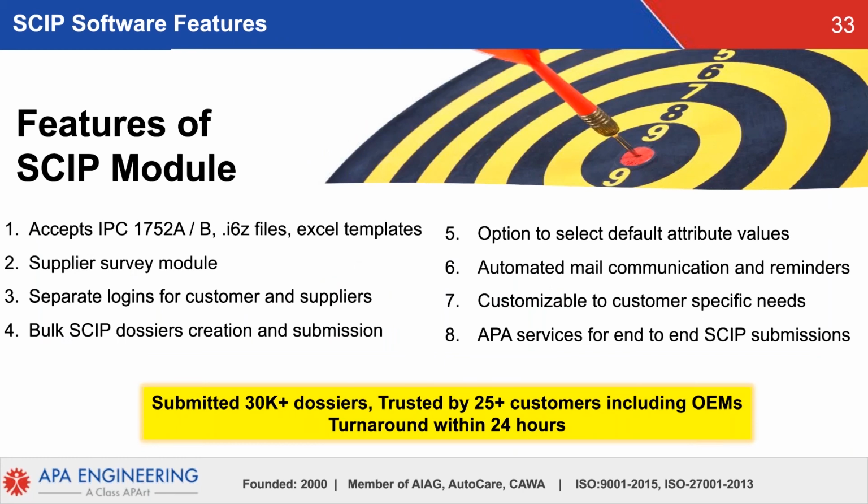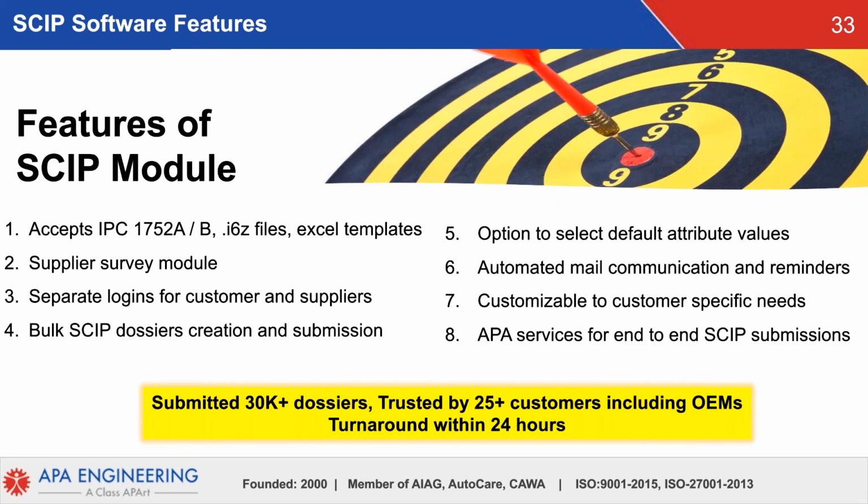GreenCheck SCIP module accepts all sorts of data, including Excel, IPC 1752A, PDF, .i6z files, etc. It has a supplier survey module, bulk dossier, and automated emailing method. The software can be customized to the customer's specific needs whenever a customer is looking for changes, and it is possible to integrate with your ERPs.